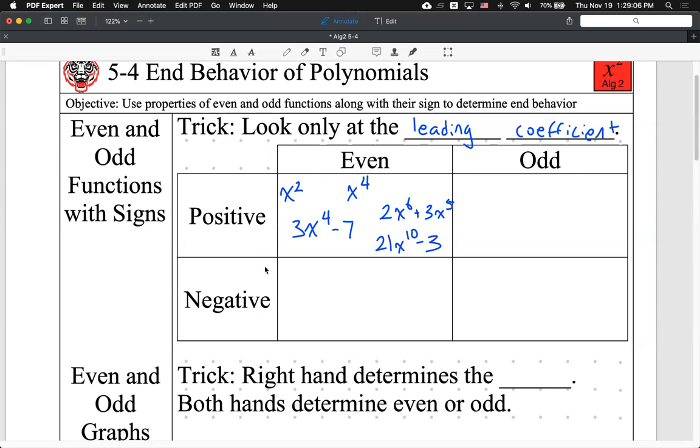Can someone tell me why? Charles. Because the largest degree in each of those equations is an even number, therefore they're all even. There it is. Look at their power.